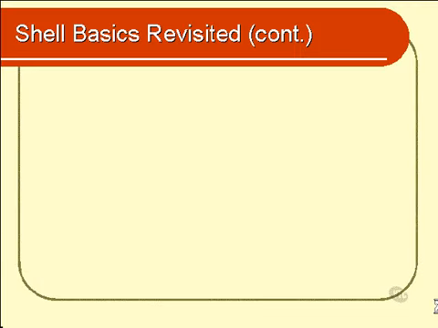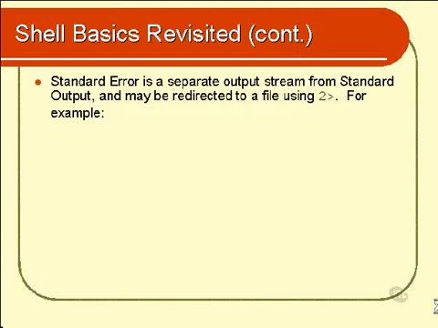More basic knowledge that you ought to have: standard error is a separate output stream from standard output. In other words, programs can actually create two different types of output, and each may be redirected separately. Standard error may be redirected to a file using the 2 greater than symbol.